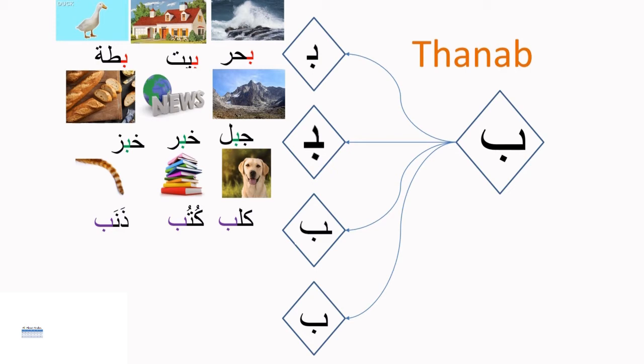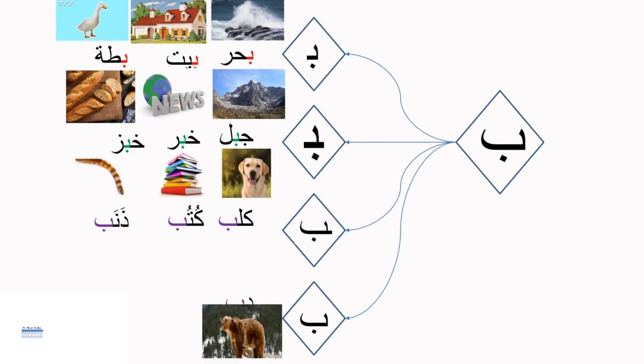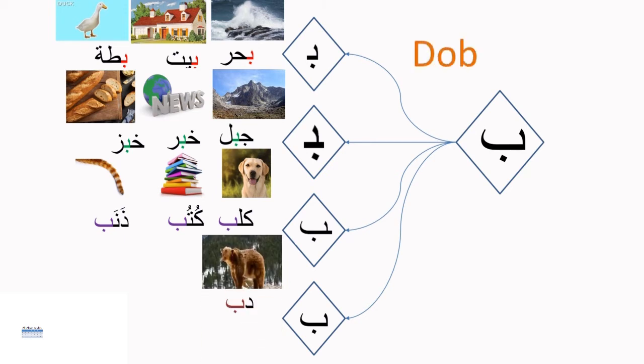Okay. Now let's see if ba is at the end of the word, but not connected to anything. We have dub, a bear, kitab, one book, and ab. Ab means a father. Okay.